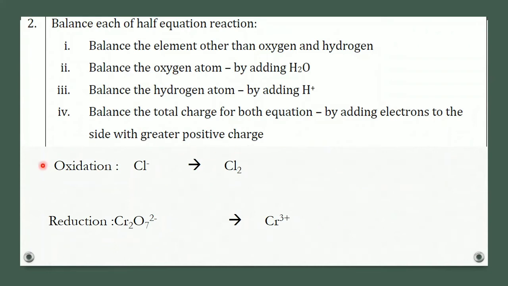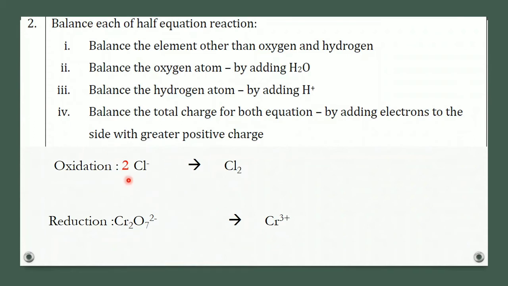Okay, so now let's apply this to our two half equations. You can see for Cl- and Cl2, you need to balance the element. So I will add 2 in front of my chloride ion to make it 2 chlorine atoms. So I have 2 chlorine atoms on both sides, and in the oxidation there are no oxygen and hydrogen atoms, so I don't have to balance. So now I need to balance the charge on both sides.